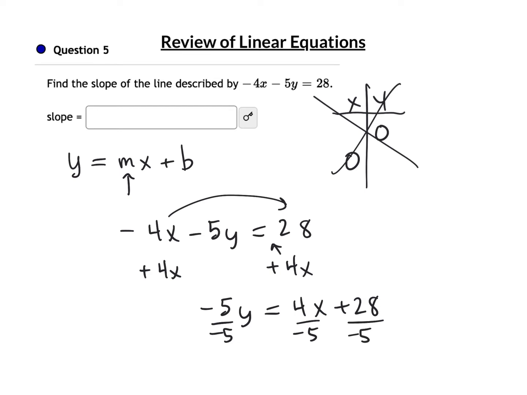And this becomes y equals, I'm going to move the negative to the top, negative 4/5 x minus 28/5. What we're looking for is the slope. The slope sits right here. Find the slope of the line. So make sure you identify the slope. It is negative 4/5.